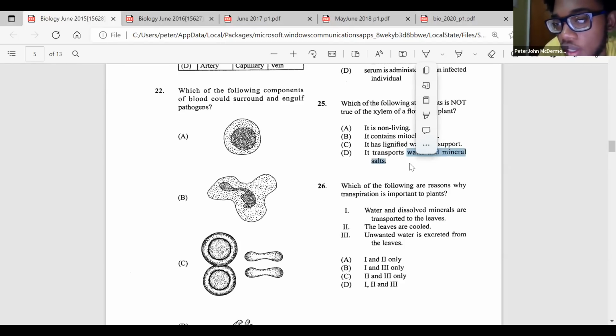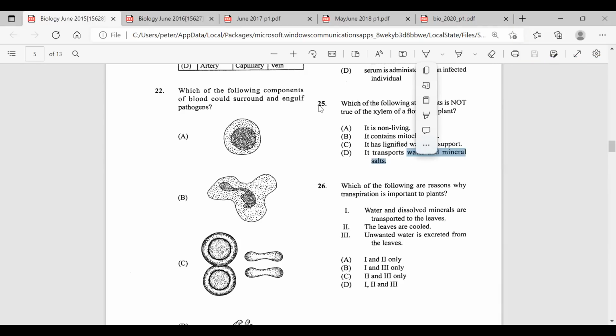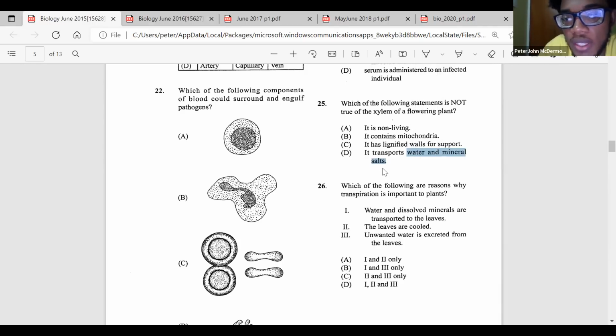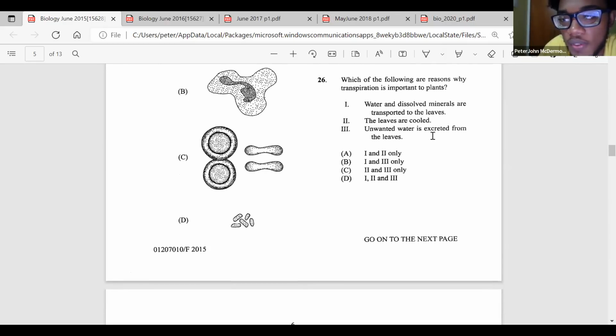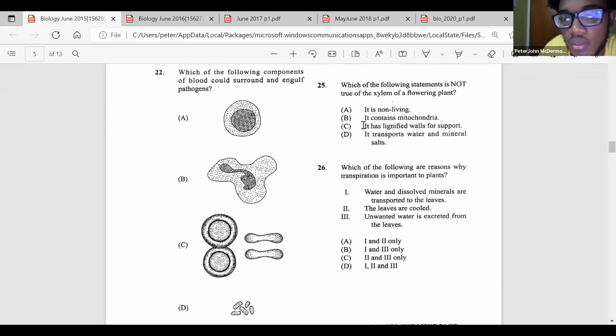Guys, is the phloem living or non-living? Living. All right, good. So it contains mitochondria. If it's not alive, it's not going to contain mitochondria. Things that are alive need mitochondria. Which of the following are reasons why transpiration is important to plants? 1, 2, or 3, 5 seconds. Contains mitochondria, so B. C, A here.